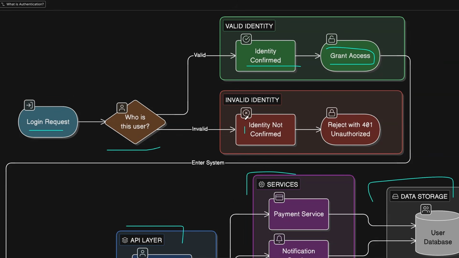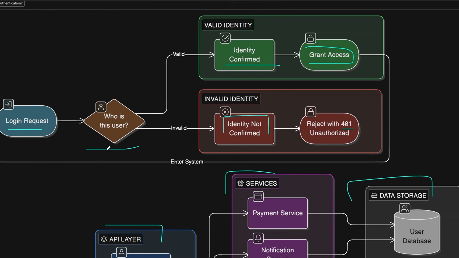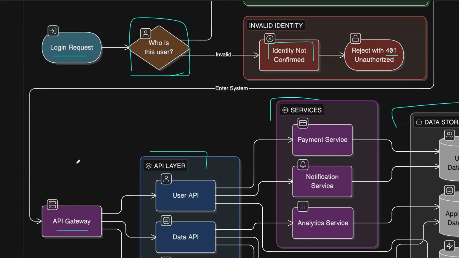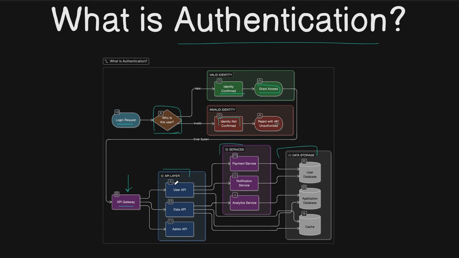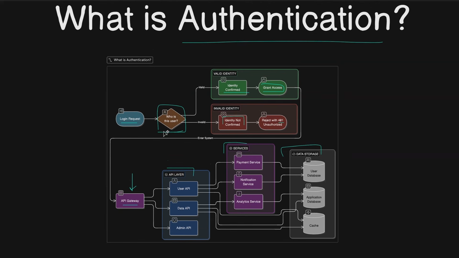Or if the identity is not confirmed, then we reject it with a 401 unauthorized response. This is the first step before they get into authorization, which is what they can access and what they can do once they sign into your system. But that's a separate discussion in itself. So in this one, we are primarily focusing on authentication and the different authentication methods.